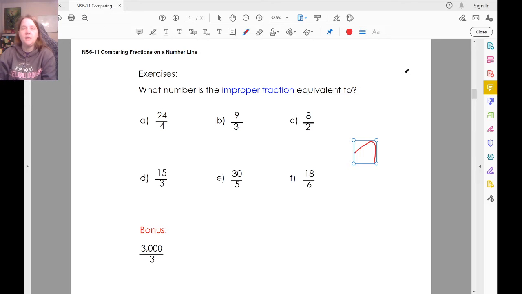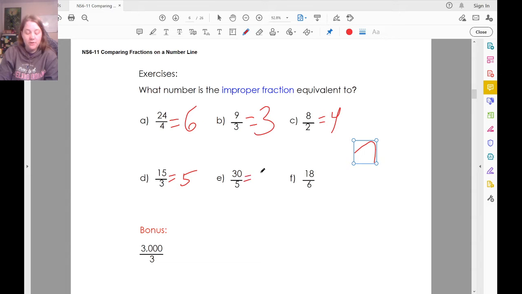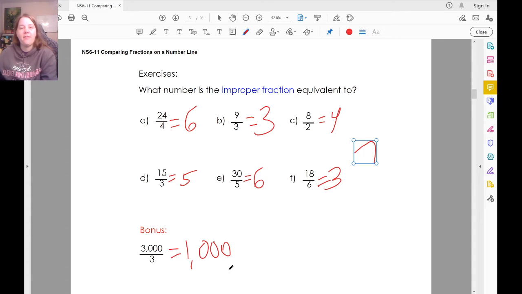Welcome back. Let's go ahead and look at this. 24 divided by 4 is going to be 6. So that's my answer. 9 divided by 3 is 3. 8 divided by 2 is 4. 15 divided by 3 is 5. 30 divided by 5 is 6. 18 divided by 6 is 3. And for the bonus, if you tried that, you should have gotten 1,000.